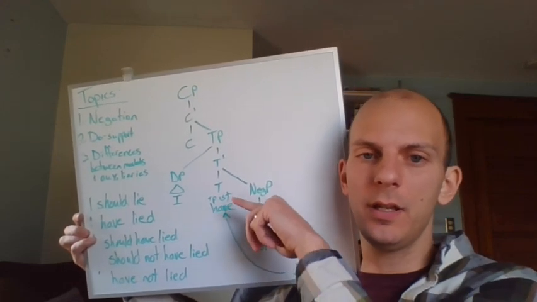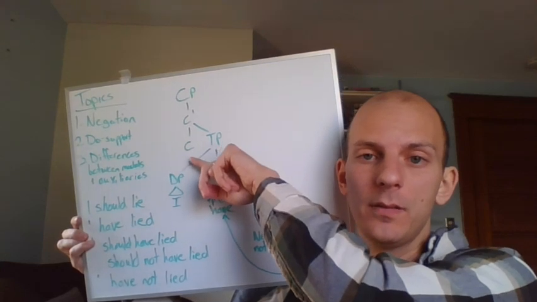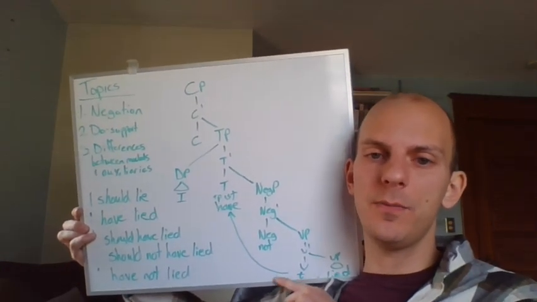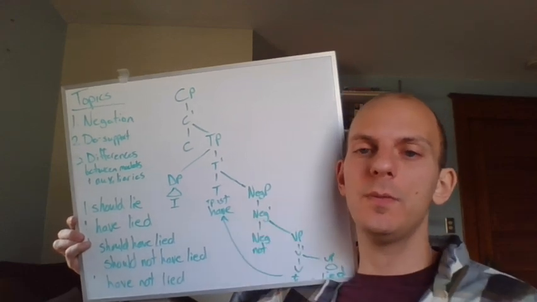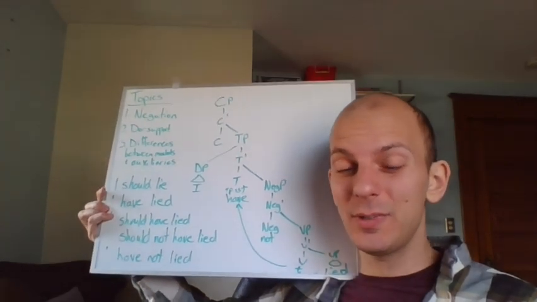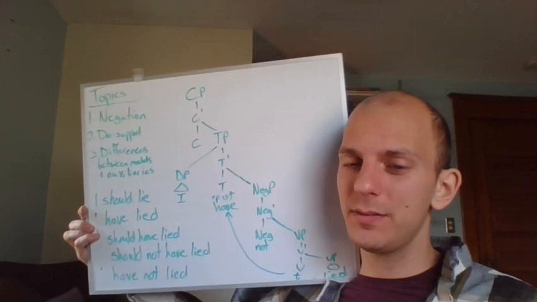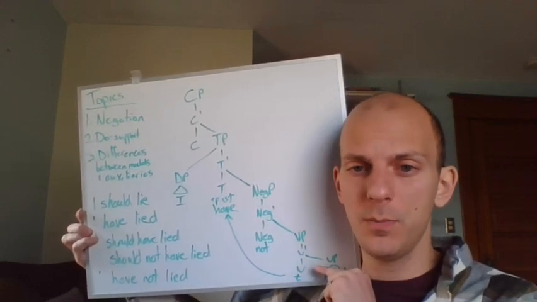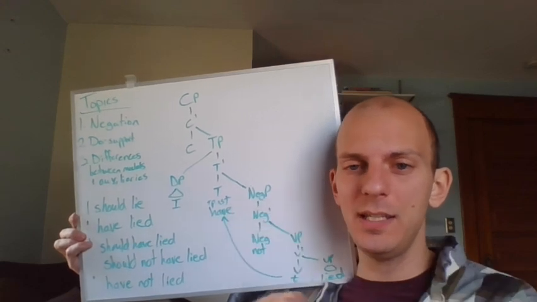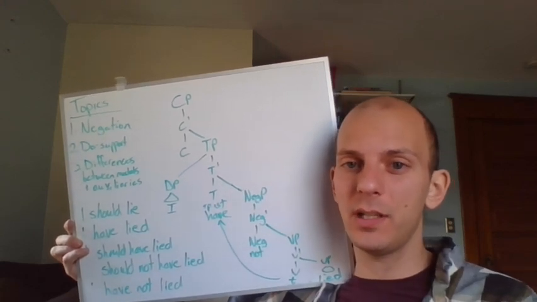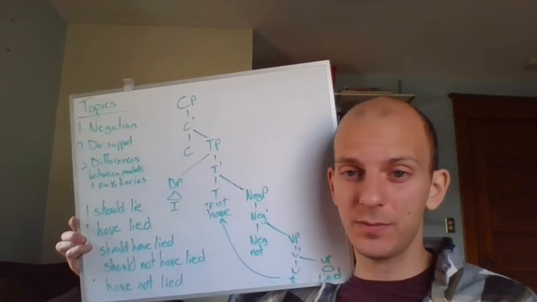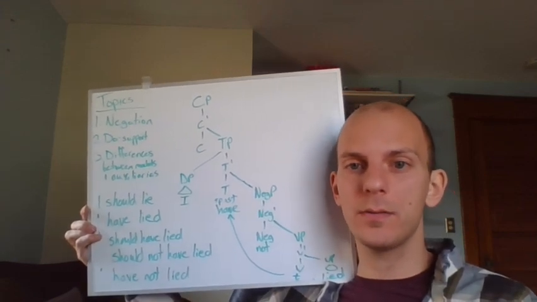We saw earlier T to C movement in yes-no questions. And now we're getting a new type of movement, which is V to T movement. V to T. It's actually really common in the world's languages. Some languages like French, for example, do this with all of their verbs, move all of their verbs up to T. English only does it with auxiliaries, for whatever reason. And I don't have a great explanation for that. Languages are just the way they are, of course, right?